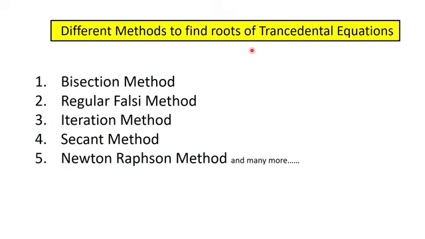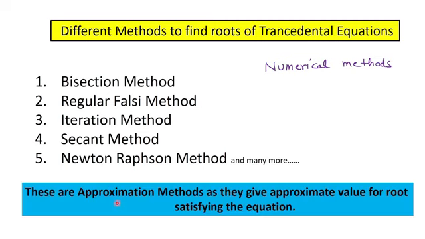So in order to find the roots of transcendental equations or higher order polynomial equations, there are some methods devised by scientists. Those methods are like the bisection method, regula falsi, iteration, secant, Newton-Raphson method, and there are some more also available. These methods can also be called numerical methods. One important thing to note about all these methods is that they are all approximation methods. That means these methods give an approximate value for the root which can satisfy our equation.